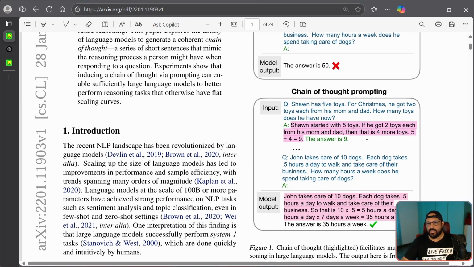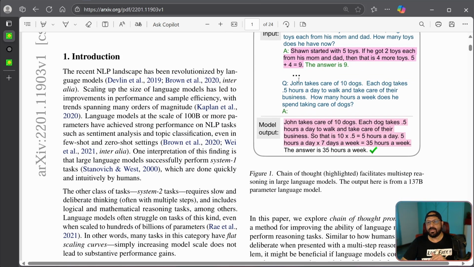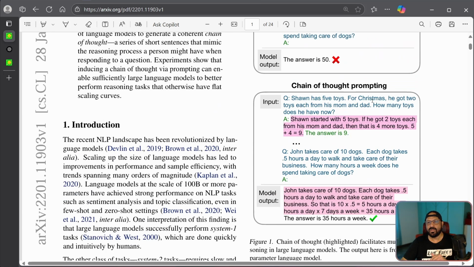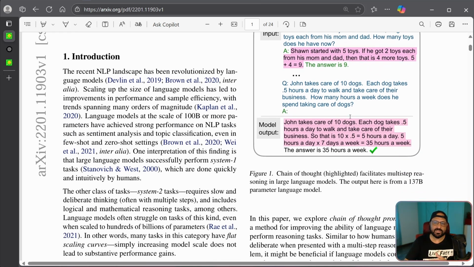So what they did in the first question, in chain of thoughts, the only thing they changed is how you prompt the model. Instead of straight away giving the answer, they provided the steps. They said, in the first example, Sean started with 5 toys, then he got 2 each from mom and dad, that is 4 more toys, then you add 5 plus 4 equals 9. So a step-by-step breakup, right? And then they asked this question again. This time, based on this one-shot example, the model knew that it has to reason through the problem, go step by step, and then solve, rather than straight away giving the answer. And this time it came up with the right answer, 35. And this is what chain of thoughts is.